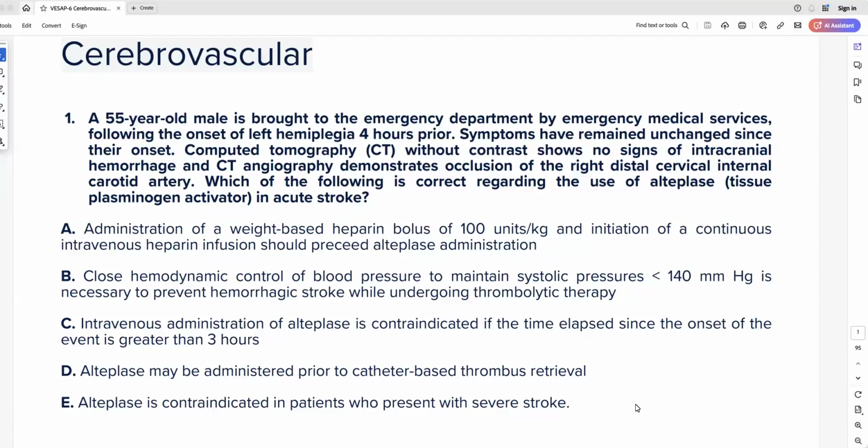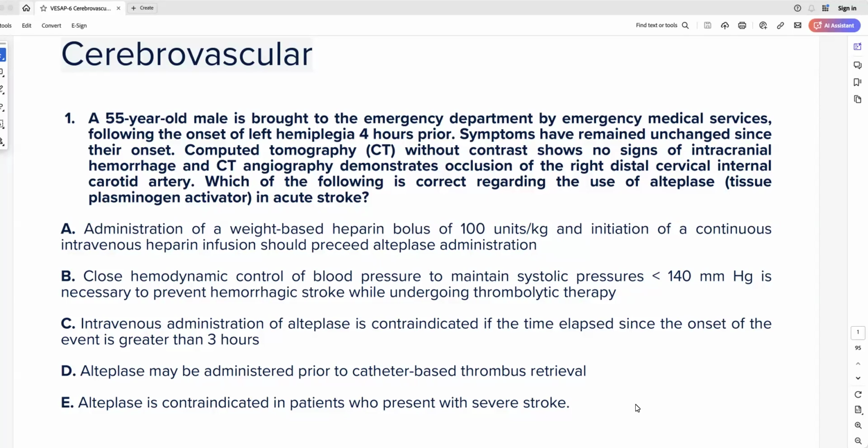Yes, Assalamu alaikum. So this is a 55-year-old male brought to the emergency department by emergency medical services following the onset of left hemiplegia 4 hours prior. Symptoms have remained unchanged since their onset. CT without contrast showed no signs of intracranial hemorrhage, and CT angiography demonstrates occlusion of the right distal cervical internal carotid artery. Which of the following is correct regarding the use of the alteplase tissue plasminogen activator in acute stroke?